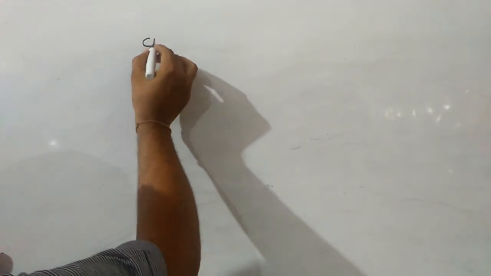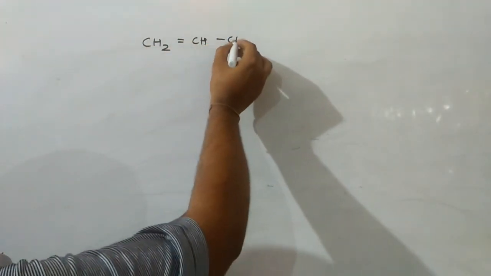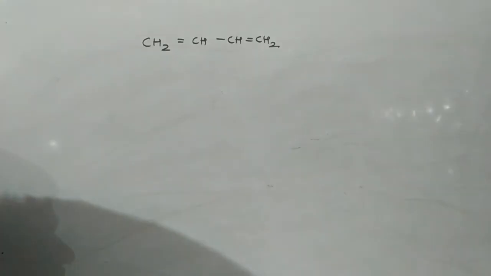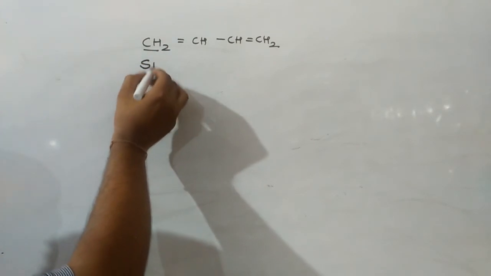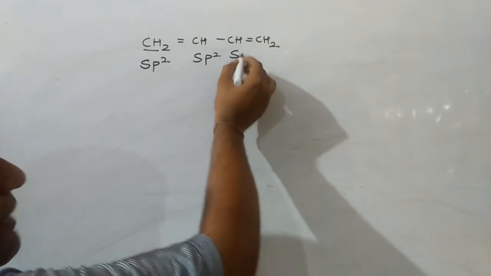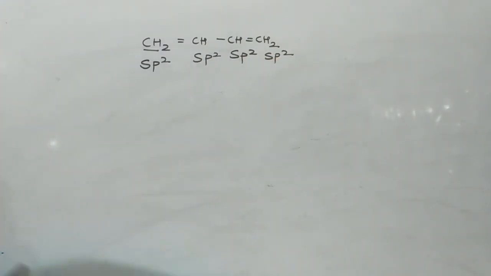In organic, you have to find out hybridization by taking the number of sigma bonds and number of lone pairs. For this carbon, hybridization will be sp2. For the next one, it will be sp2. Next one will be sp2, and the last one will also be sp2, because each is having 3 sigma bonds, no lone pair.